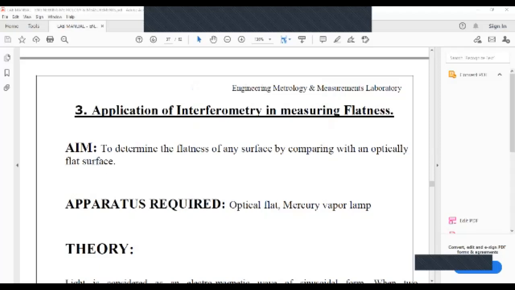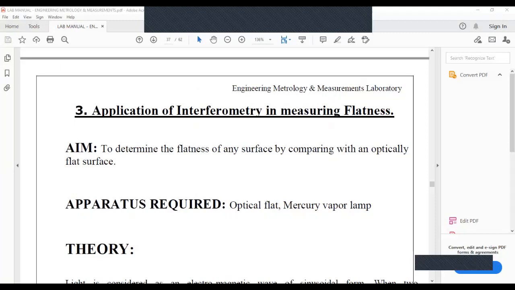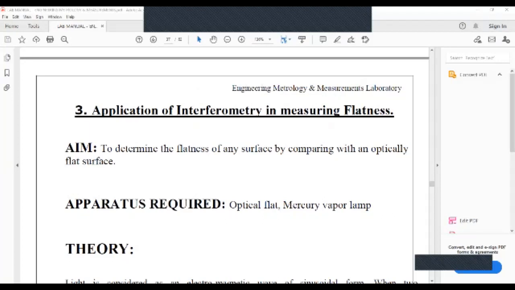So as per the laboratory session, today we are going to learn about thread measurement by toolmaker microscope. In the last class, that is in the last laboratory work, we went through the experiment on interferometry, as an application of measuring patterns.